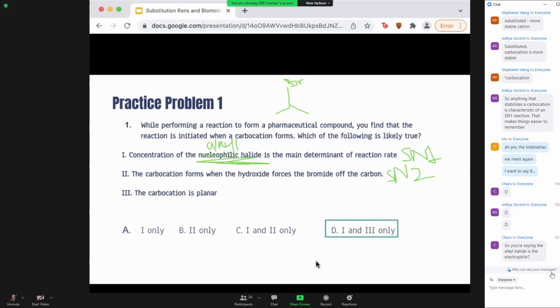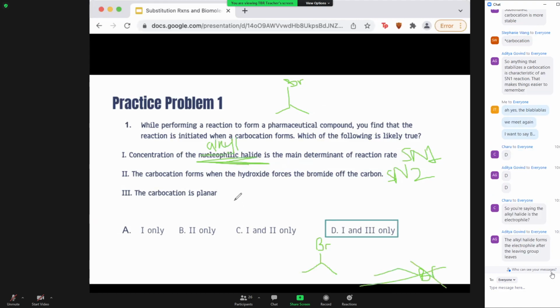Yeah, so an alkyl halide is just any carbon compound that has a halogen group attached to the carbon, so like that or like that. But for an SN1 reaction, you wouldn't have this. And then the third one, the carbocation is planar. As we mentioned many times before, it's going to form that trigonal planar intermediate, and that nucleophile can come in from the top or the bottom or the left or the right, however you want to envision that.